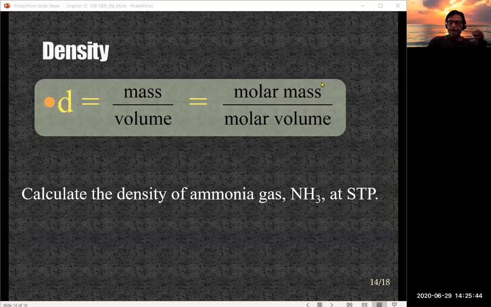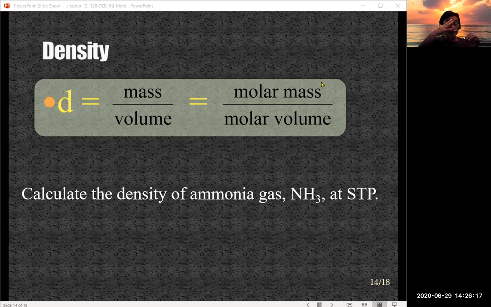Which brings us to density. Density deals with another ratio. We had talked about this a while back, which is mass per volume. But we can utilize molar mass divided by molar volume if we're at STP. So for example, here they ask you to calculate the density of ammonia gas at STP. Well, we need the molar mass.